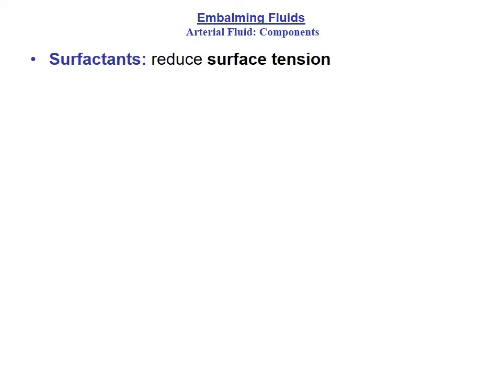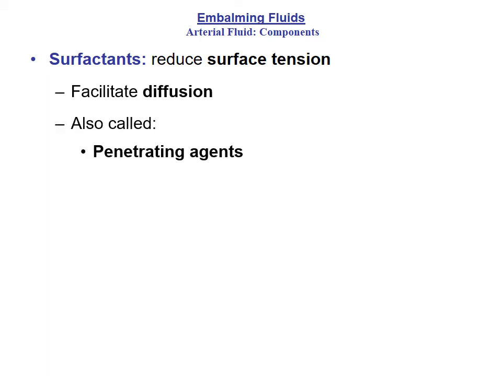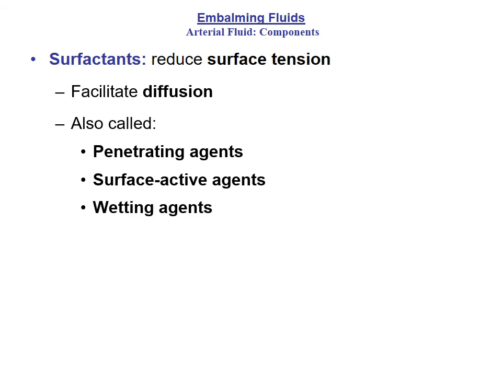Again, surfactants help to reduce surface tension. By reducing the surface tension of the blood in the capillaries, that will help to move that blood out of the capillaries, and that helps to facilitate your diffusion. They will also be called penetrating agents, surface active agents, wetting agents, or surface tension reducing agents.